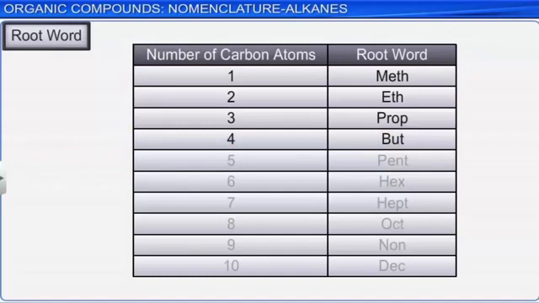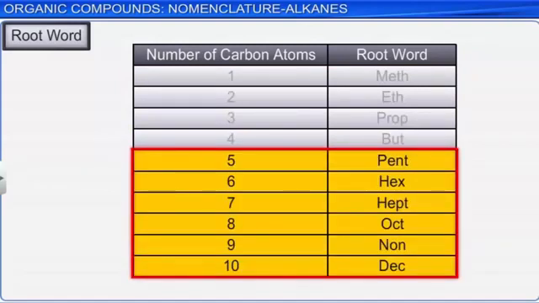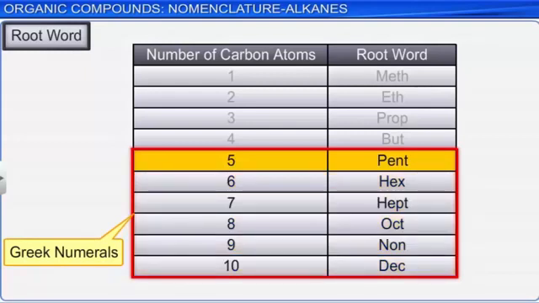A chain that consists of more than 4 carbon atoms is assigned a root word derived from the names of Greek numerals. Thus, the root word for 5 carbon atoms is pent, 6 carbon atoms is hex, 7 carbon atoms is hept, 8 carbon atoms is oct, 9 carbon atoms is non, and 10 carbon atoms is dec.